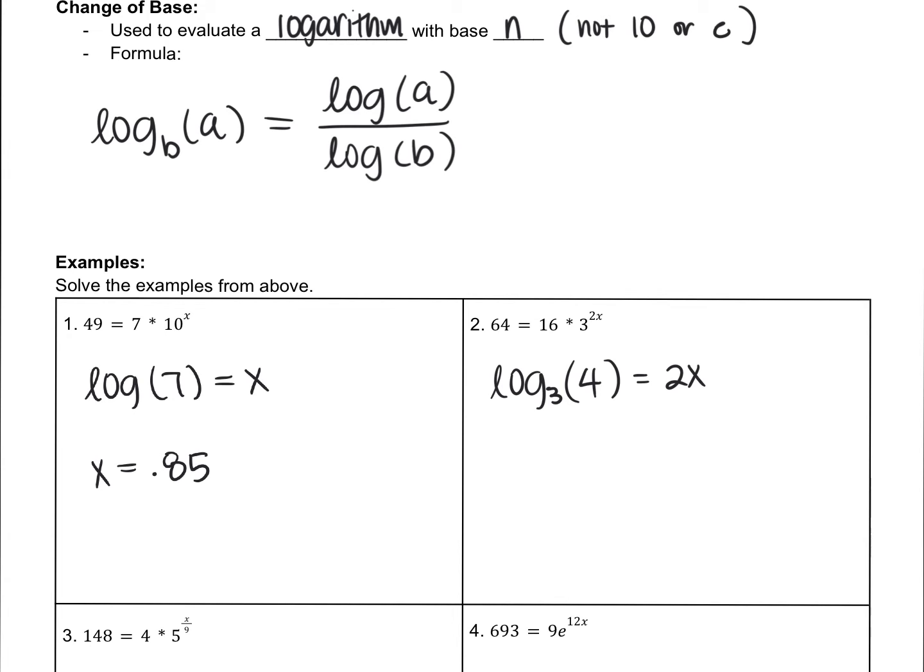Our second example, we had log base 3 of 4 equals 2x. So we have to do two steps here. The first thing is we have to evaluate the log base 3 of 4 using our change of base formula. But then we also will have to divide by 2, because unlike our previous example where we're just equal to x, in this example we're equal to 2x. So the first thing I'm going to do is log 4 divided by log 3. So it's important here when you're plugging this into your calculator, you close the parenthesis after the 4. So you do log 4, close the parenthesis, divided by log 3. So we're going to get 1.26 equals 2x. And then the last step is to divide by 2. We're going to get x equals 0.63.